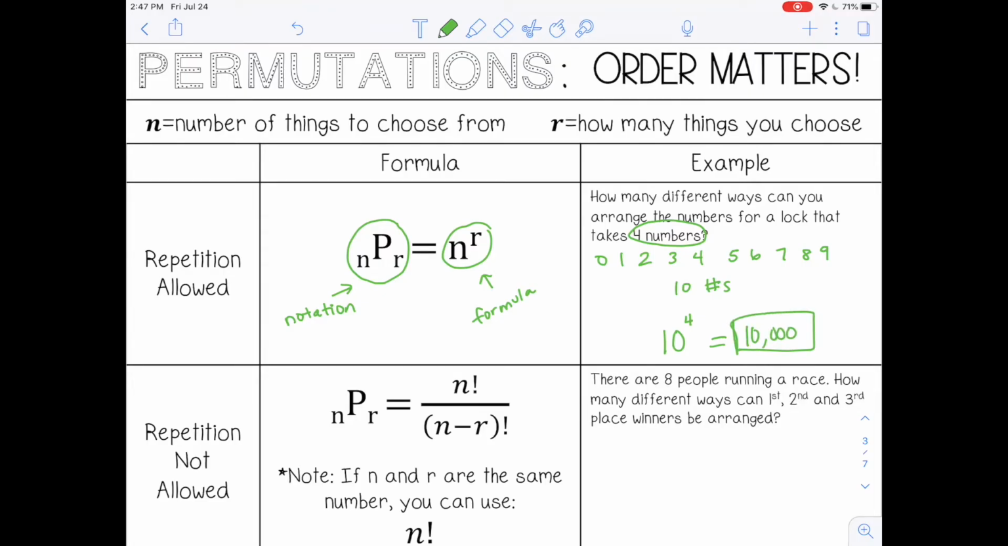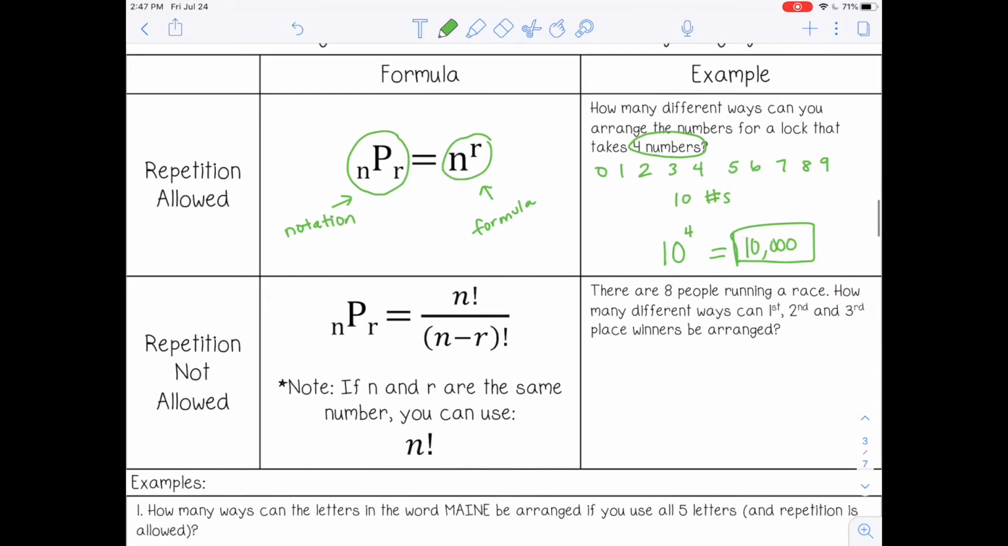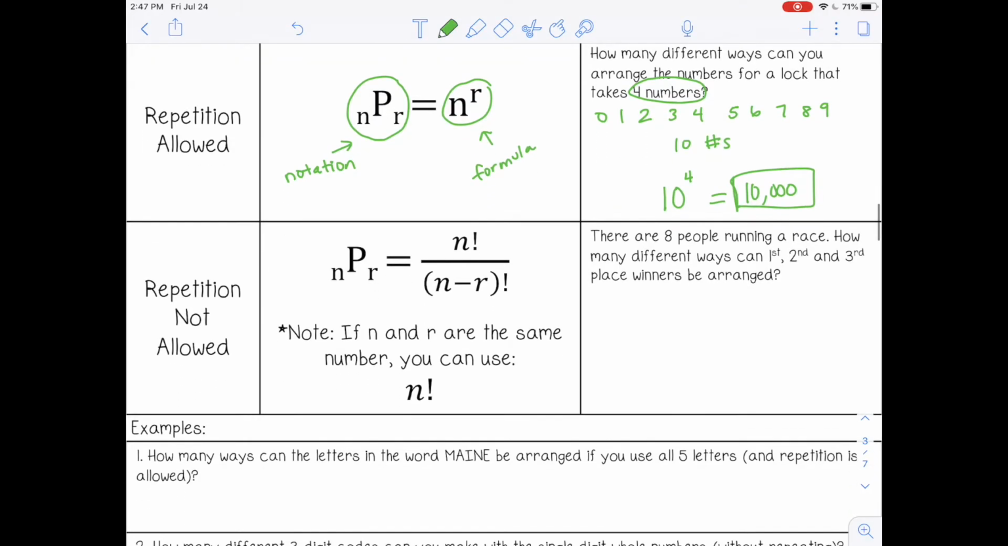So there are 10,000 different possible lock combinations, and even though we call it a combination, it's really a permutation. We should call it a lock permutation. All right, and then let's talk about when repetition is not allowed. In this case, repetition could be allowed because my lock combination could be 3, 3, 3, 3 if I wanted it to be. So repetition would be allowed there. But let's talk about when repetition is not allowed.